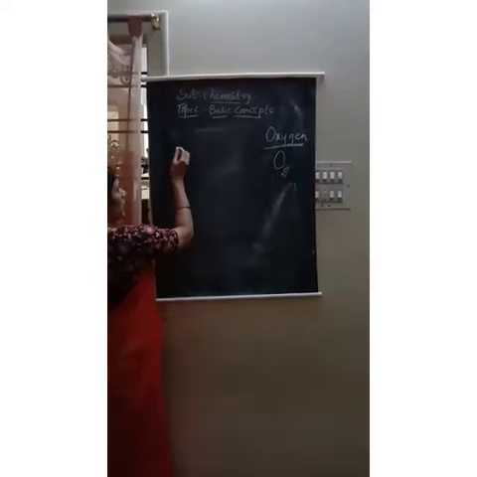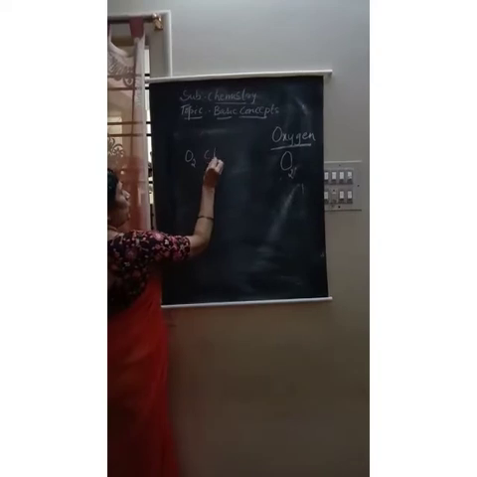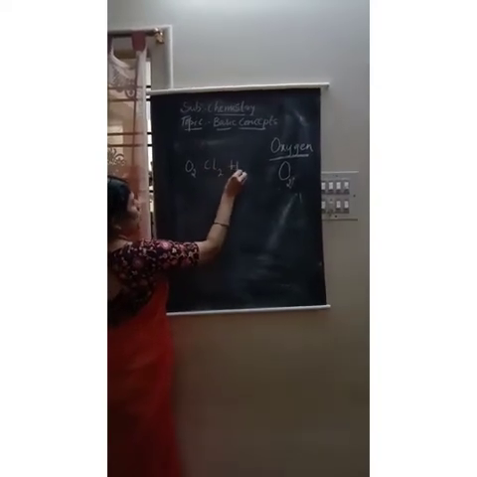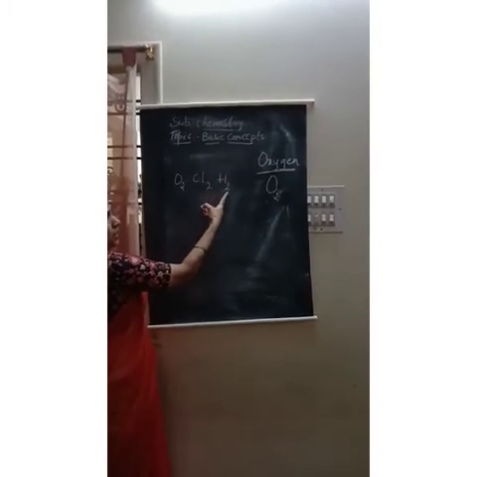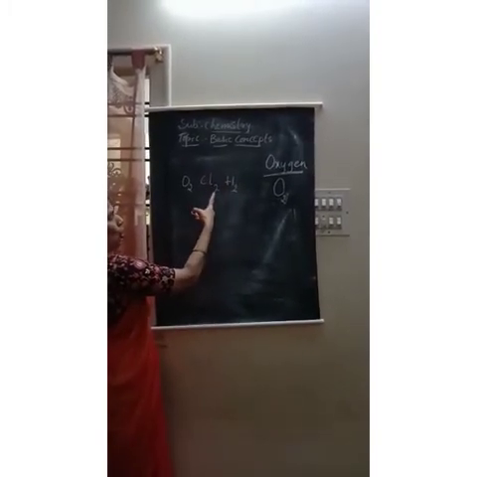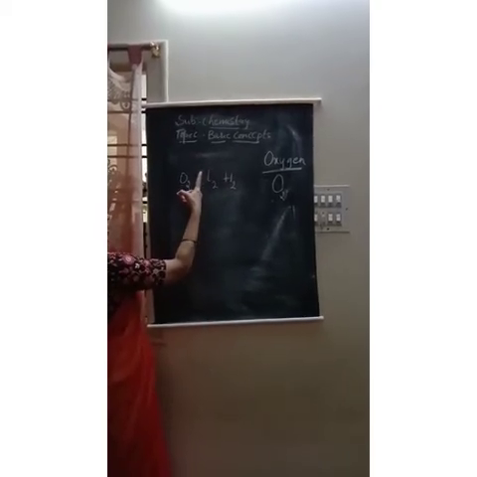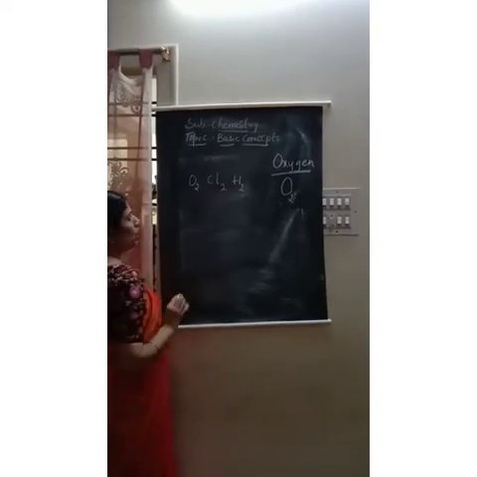Let us consider examples of molecules. O2, Cl2, H2. That means hydrogen molecule. The two atoms of hydrogen are present in a hydrogen molecule. Two atoms of chlorine combine chemically to form a chlorine molecule.